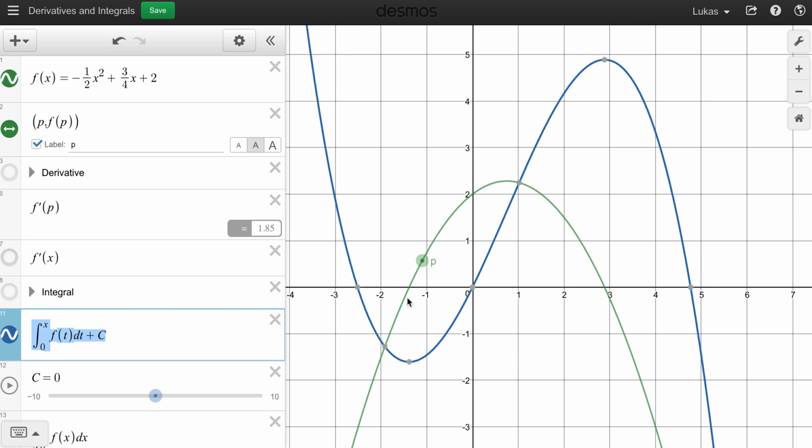It has a minimum down here where the slope of the function would be 0. And it's got a maximum here where we said the slope of the function is going to be 0. So that all works out. But one thing to ask yourself about this is, is this necessarily the only function that could have had this derivative of the quadratic?